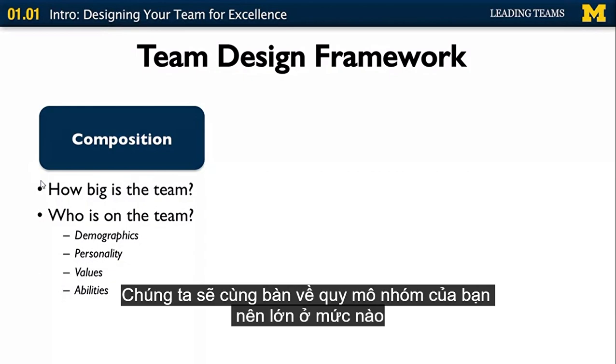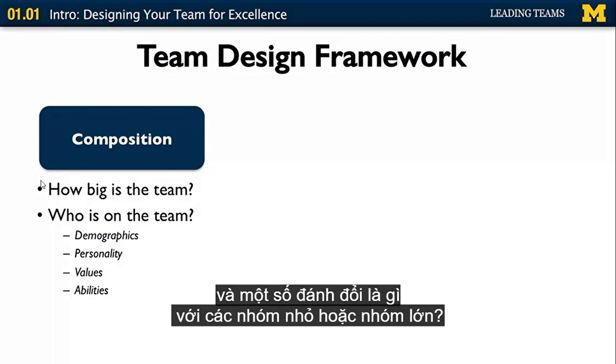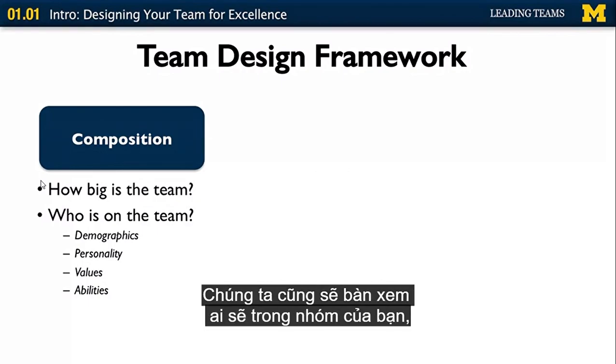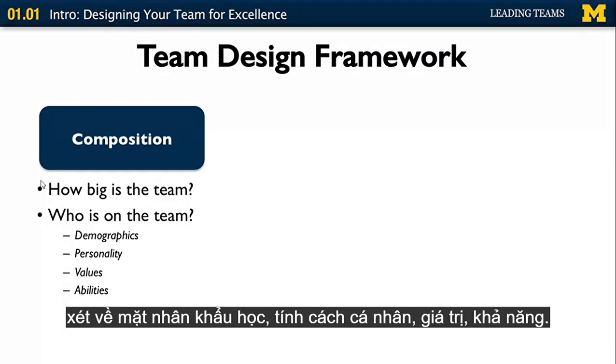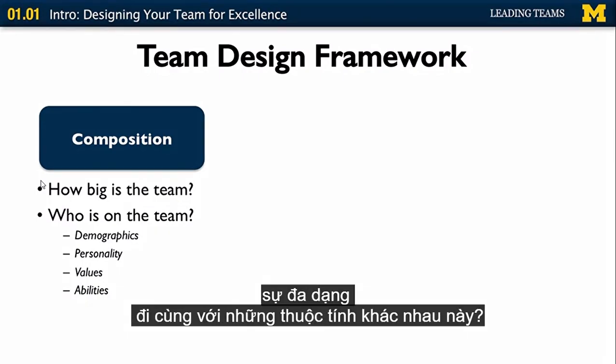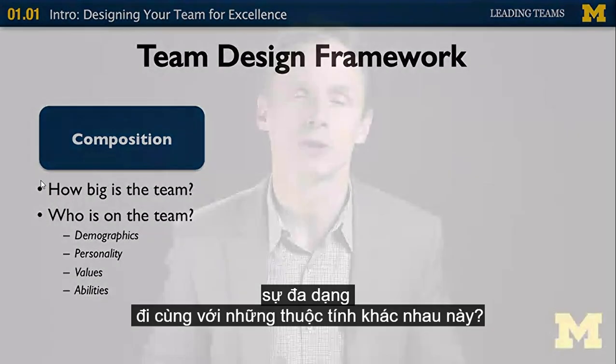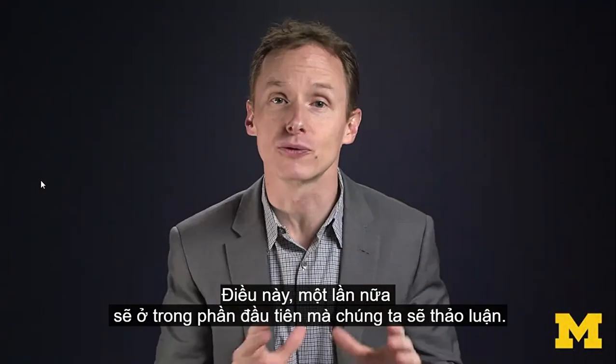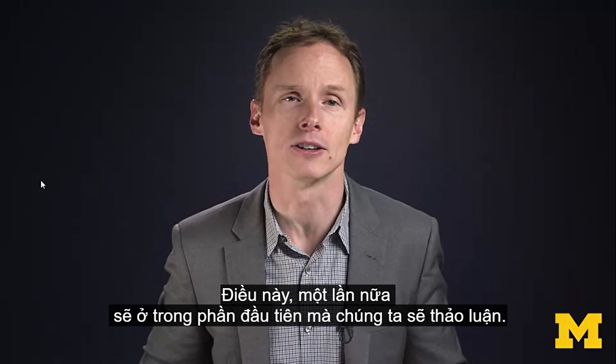We're going to talk about how big your team should be and what some of those trade-offs are with small or big teams. We'll also talk about who's on your team in terms of demographics, personality, values, abilities, and how you think about composition and diversity along these different attributes. This, again, will be part of this first session.